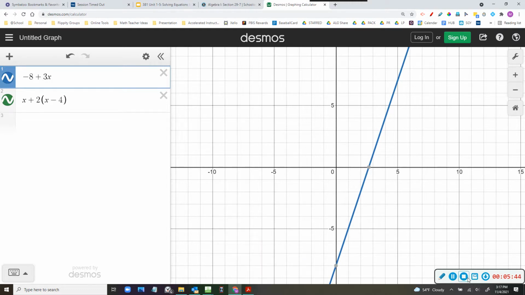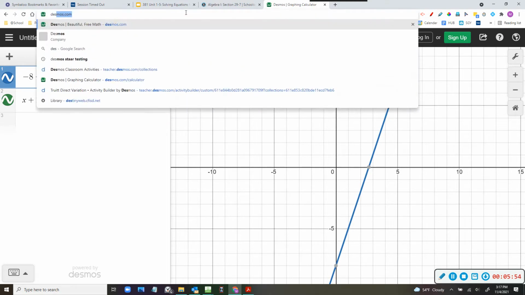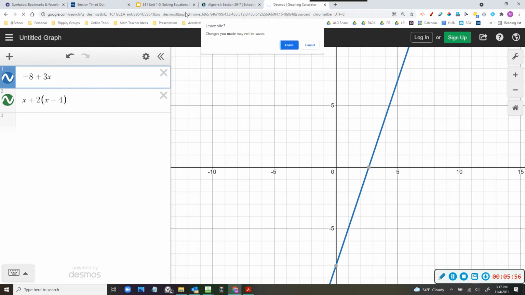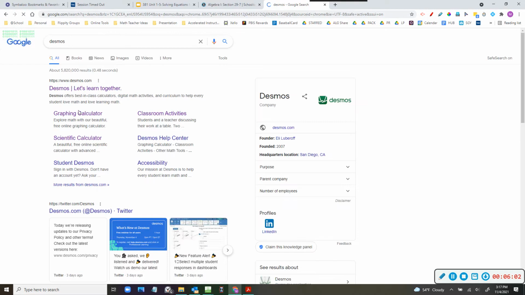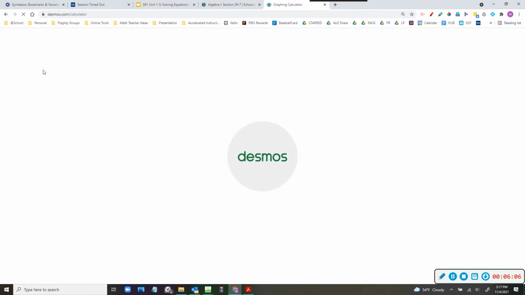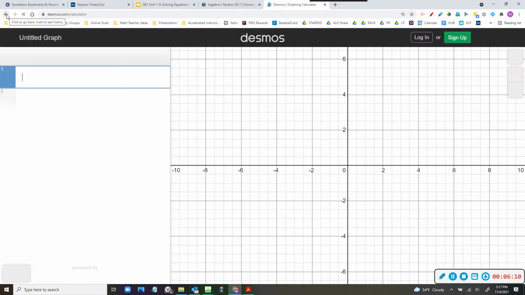So I hope. What calculator? How to get to that screen? Oh, how to get to this screen. Okay, well you can just go to desmos.com/calculator, or you can search for Desmos, so you Google Desmos, and then you see right there where it says graphing calculator. So you can go to desmos.com/calculator, or Google Desmos and find that.